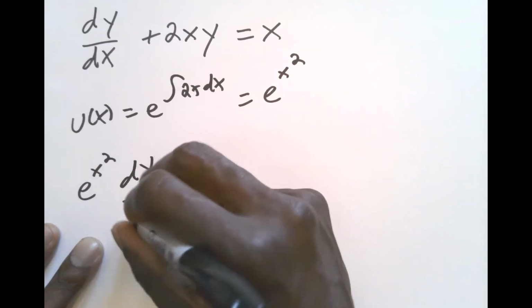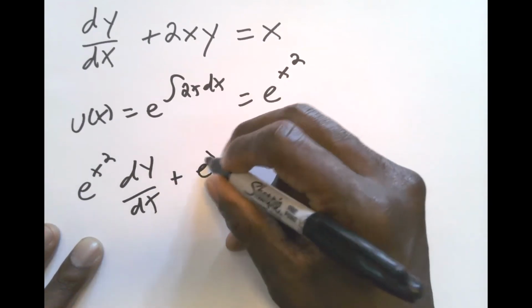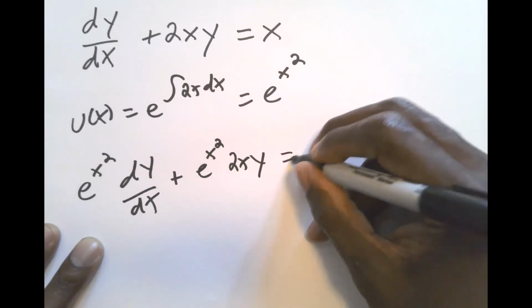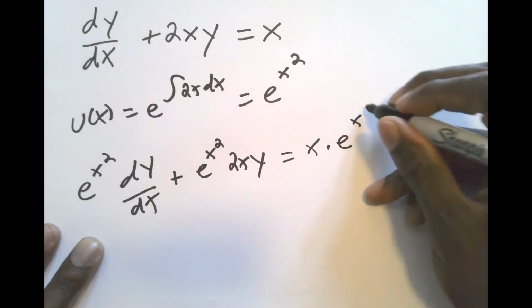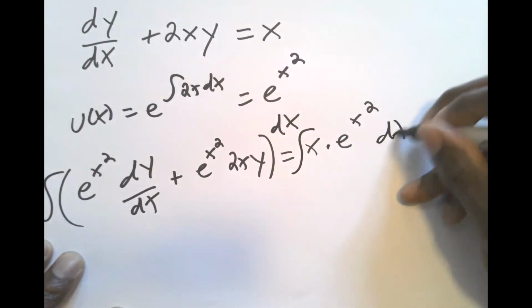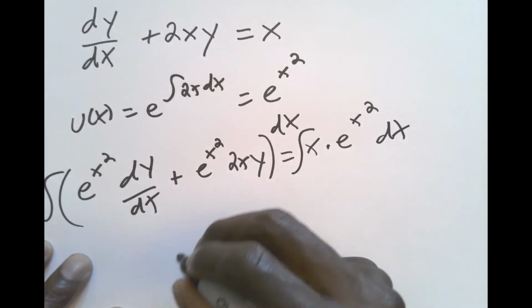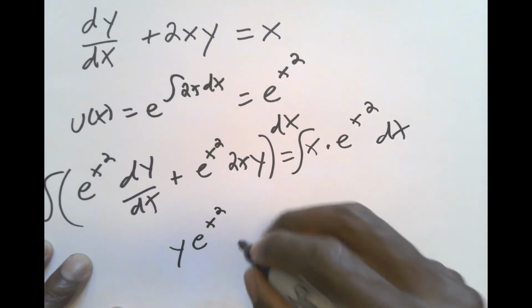We'll multiply everything by e to the power of x squared. So e to the power of x squared dy by dx plus e to the power of x squared 2xy equals x times e to the power of x squared. And now we'll integrate. And of course, this integral is just going to be y times u of x. So that'll be y times e to the power of x squared.